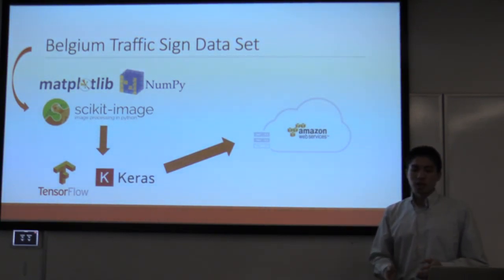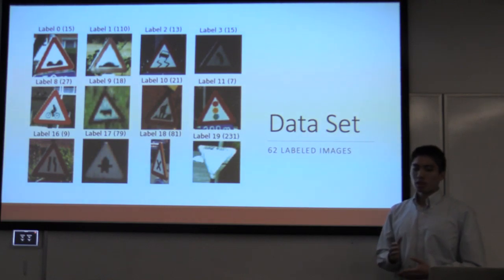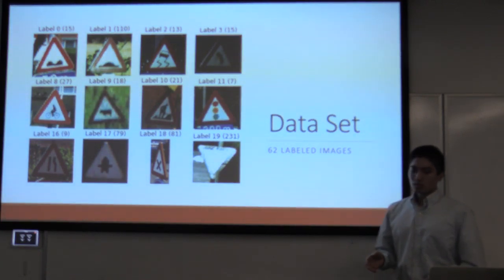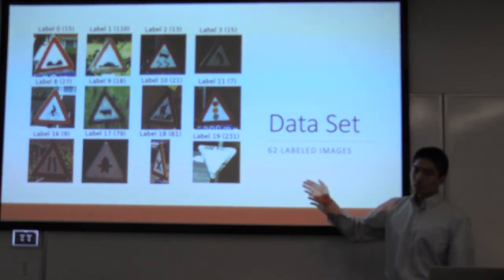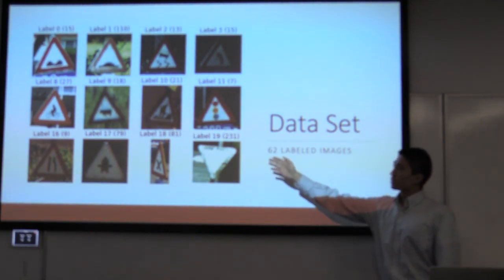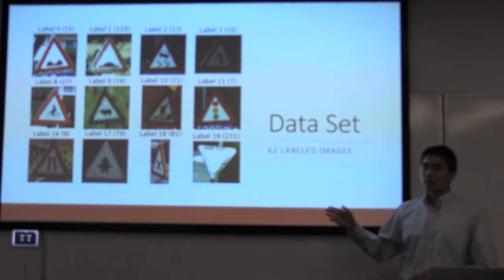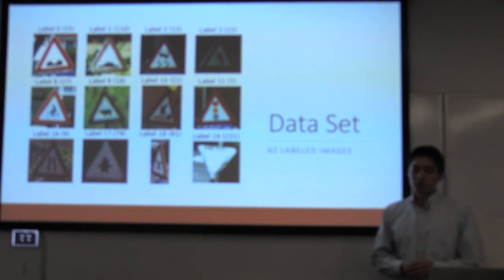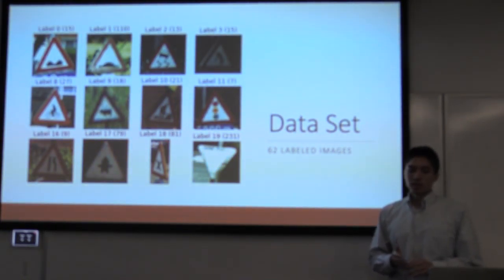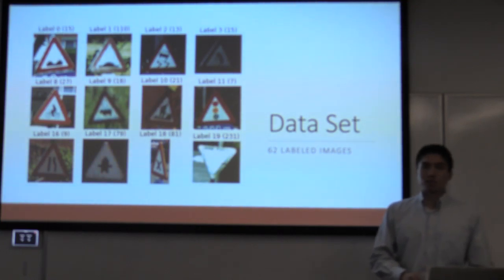This data set has 62 unique signs that all stand for different events. Each sign has a label number. For example, label 0 stands for bumpy roads and label 8 stands for bicycle road crossings. A neural network that can recognize sign types would be helpful to an autonomous vehicle.